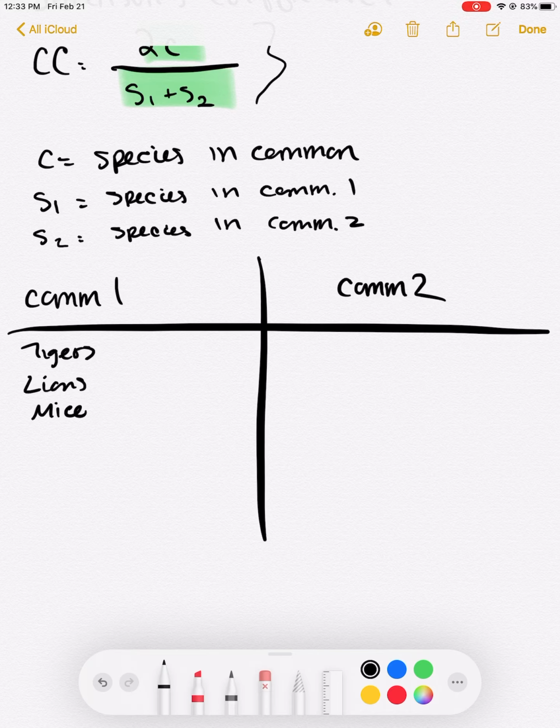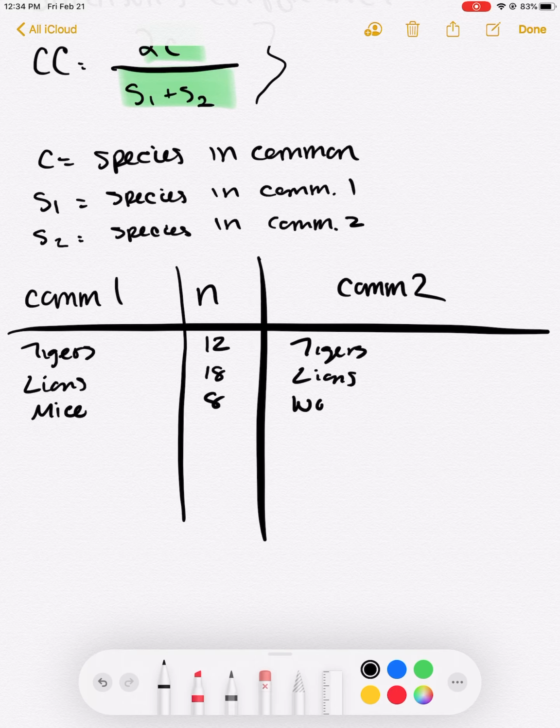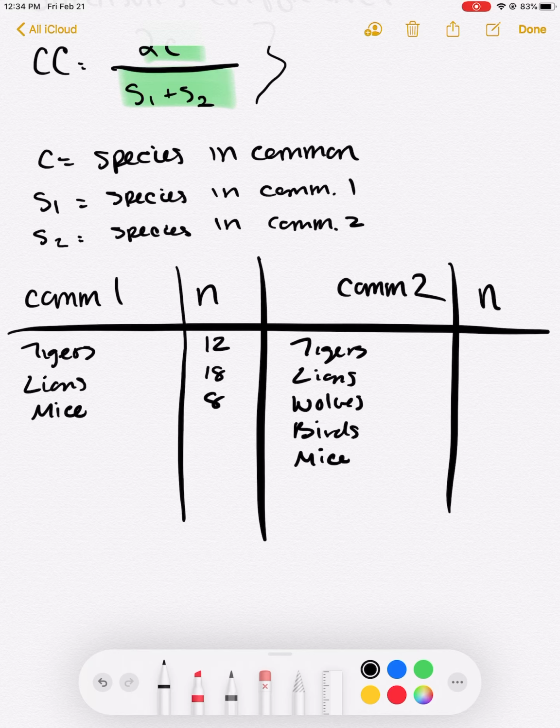You'll already have the abundance of each species, but I'm going to show you that it doesn't matter. So if we're using numbers from the earlier example, we have 12 tigers, 18 lions, and 8 mice. Community 2, we also have tigers. We also have lions. We could have wolves, birds, and mice. Alright? Once again, we'll have the abundance of each species, but it won't matter. So we'll say we have 10 tigers, 11 lions, 8 wolves, 4 birds, and 11 mice, okay?